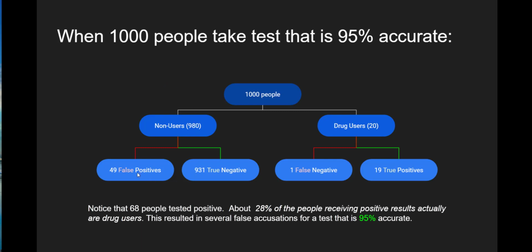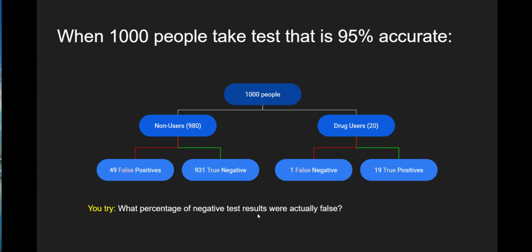Once more, the number of false positives here seem large, though the main reason for that is because the group for non-users is so much larger than the group for drug users. 95% of 980 is 931, and we would expect the test to have approximately 95% of those, so 931 true negatives. However, 5% of a large number did lead to approximately 49 false positives.